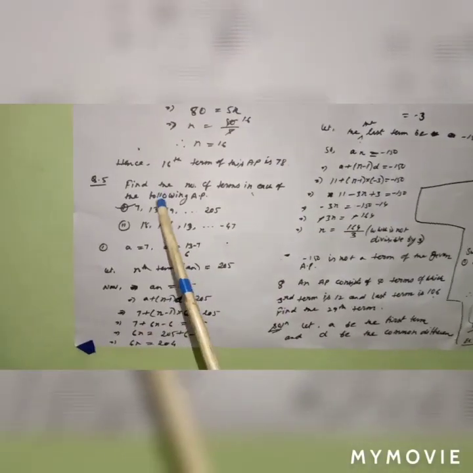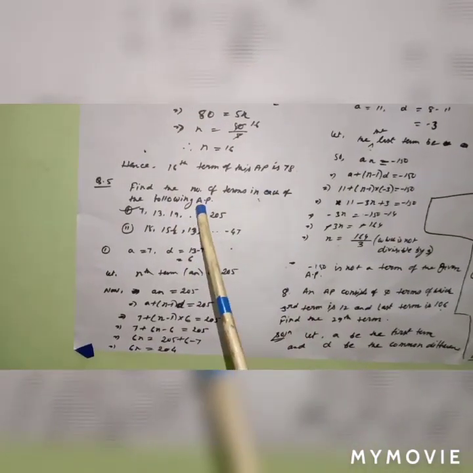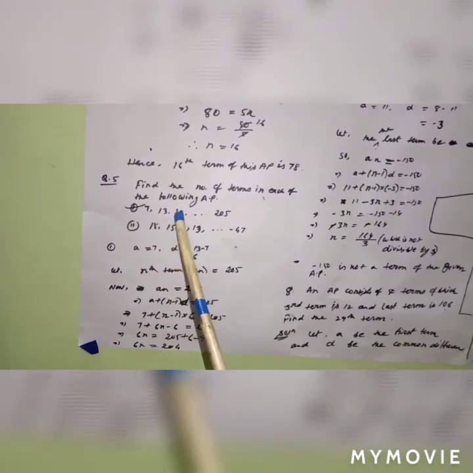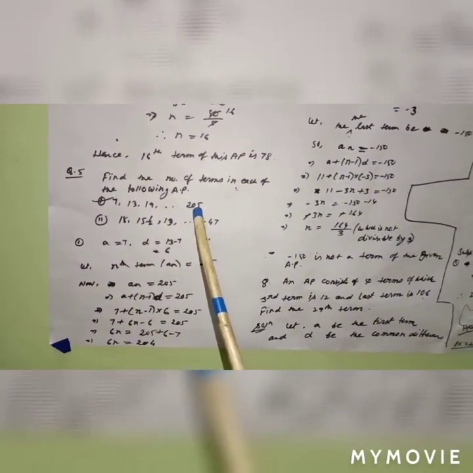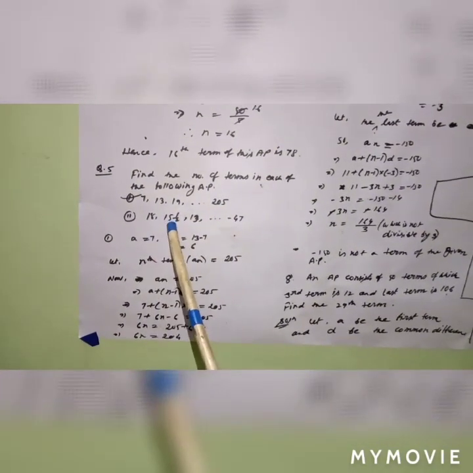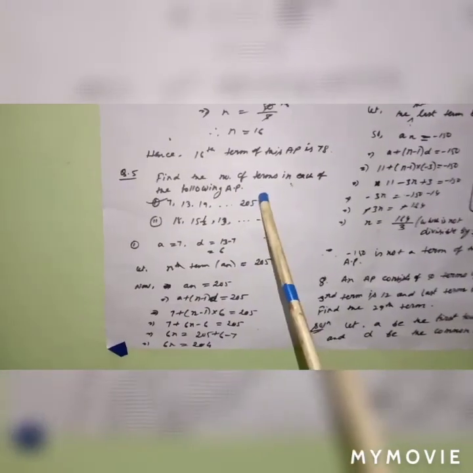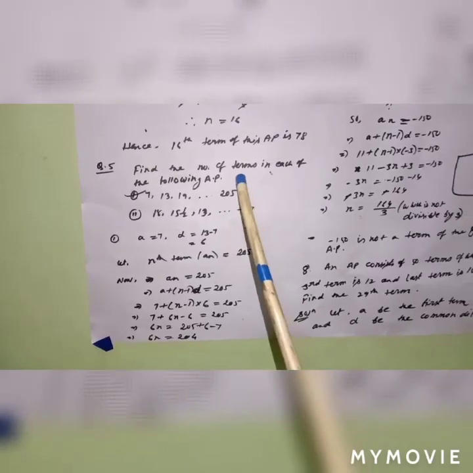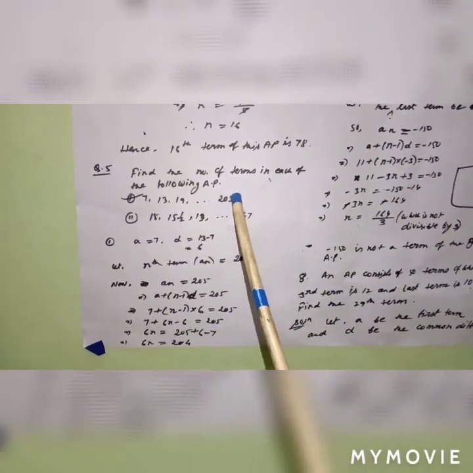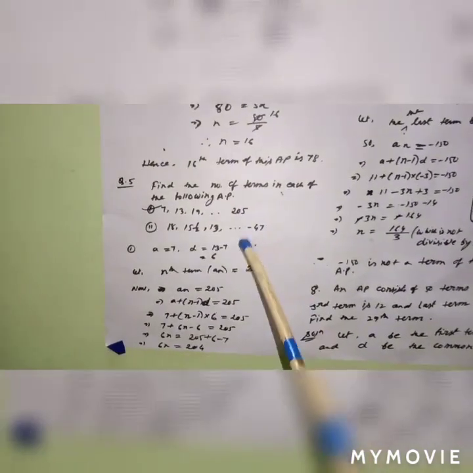Here also it says find the number of terms in each of the following. So there are two questions. The first one is 7, 13, 19 ... 205, and the second one is 18, 15½, 13 ... minus 47. You can see in this question they have given the last term, 205, which means the nth term.